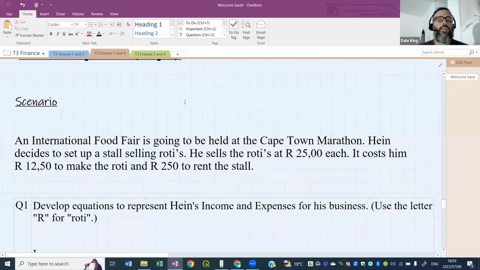So let's read it. It says an international food fair is going to be held at Cape Town Marathon. Hein decides to set up a stall selling rotis. Okay. He sells the rotis at 25 Rand each. And it costs him 12 Rand 50 to make the roti and 250 to rent the stall.